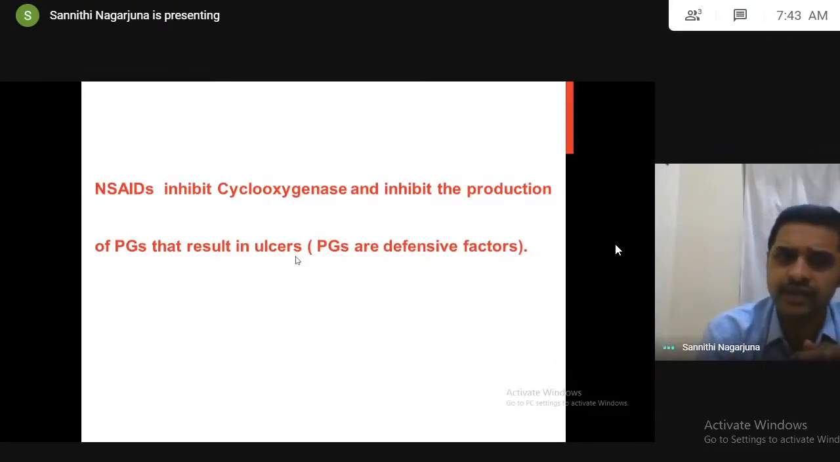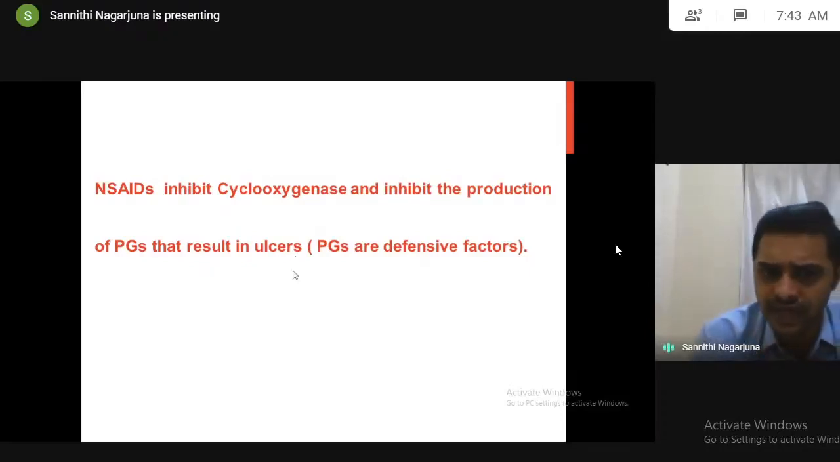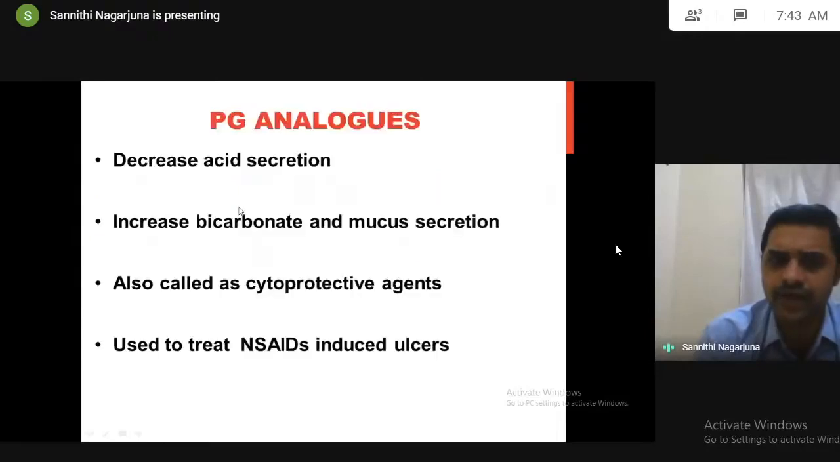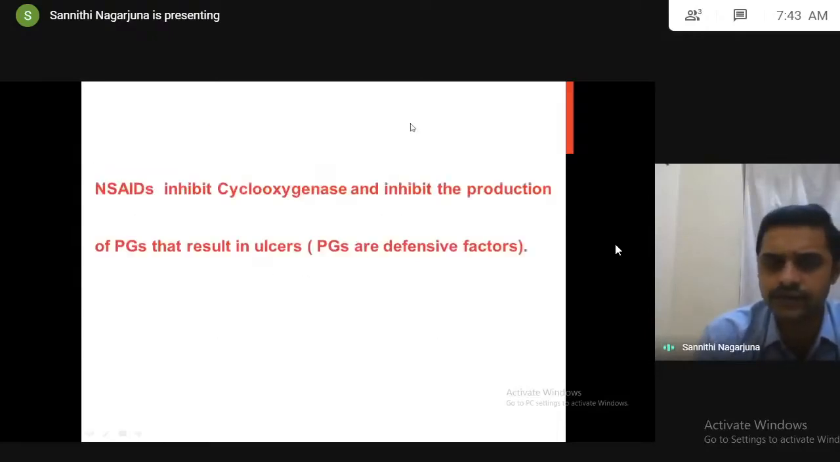The reason behind is, as you know, NSAIDs are inhibiting the enzyme called cyclooxygenase. Due to inhibition of COX, they decrease the production of our prostaglandins. Prostaglandins are defensive factors. If you decrease the defensive factors, that leads to the formation of ulcers. So the ulcers which are caused by NSAIDs are well treated by the drugs called prostaglandin analogs.